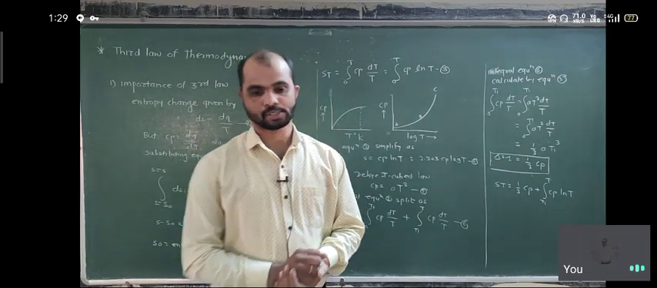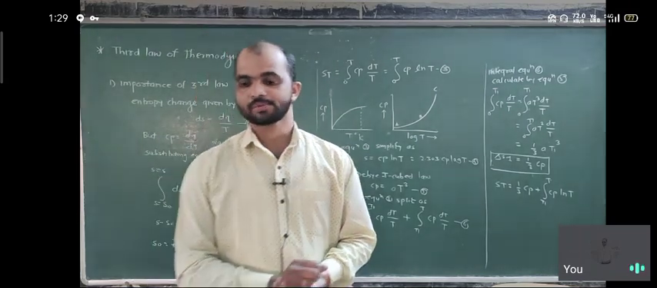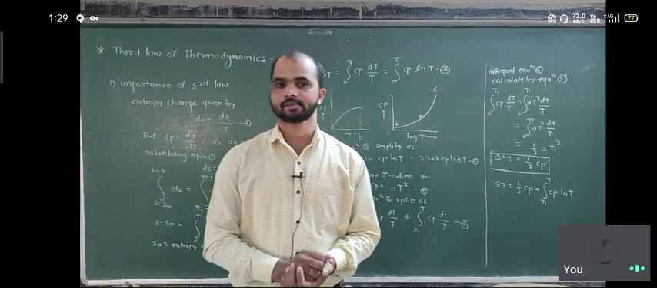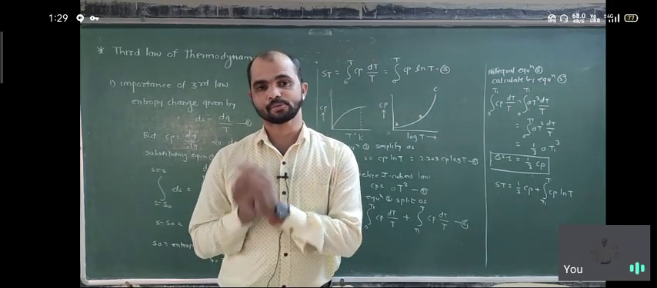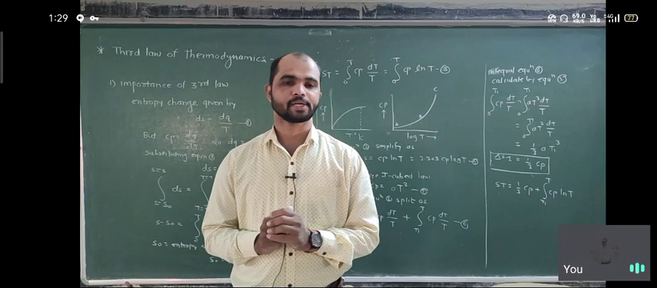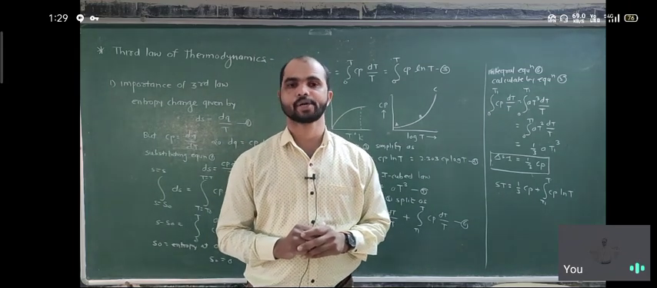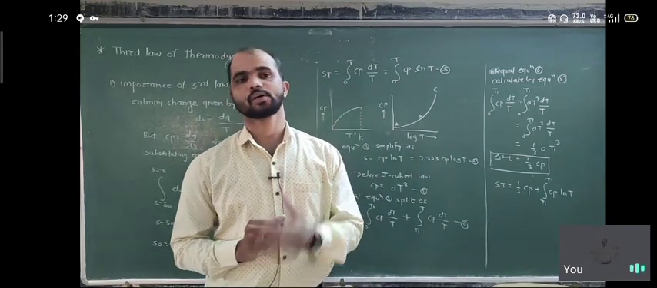Entropy is zero means: all substances have a finite amount of entropy, but at absolute zero temperature the perfectly crystalline solids have zero entropy according to the third law.